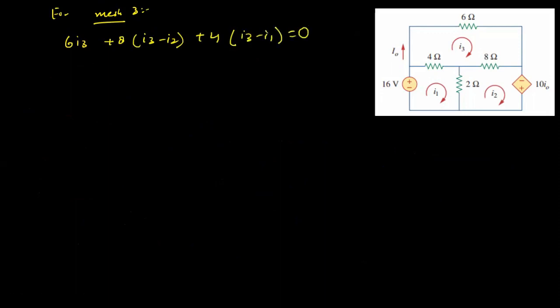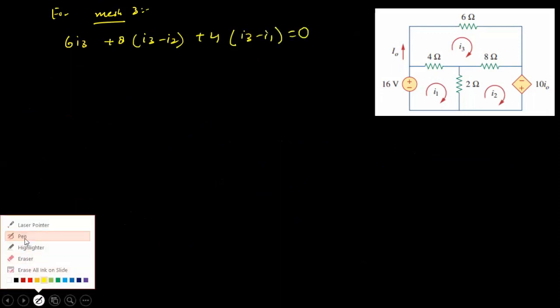So this is the third mesh. Let us write for mesh 3. So we'll now be taking mesh number 3, and you can start with any of the resistors, that doesn't matter. So I can write 6I3 plus 8 times I3 minus I2 plus 4 times I3 minus I1 is equal to 0.